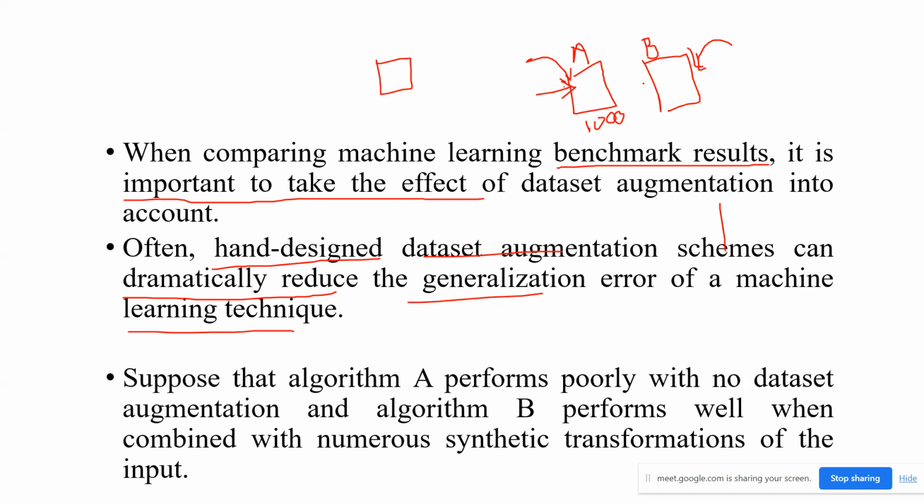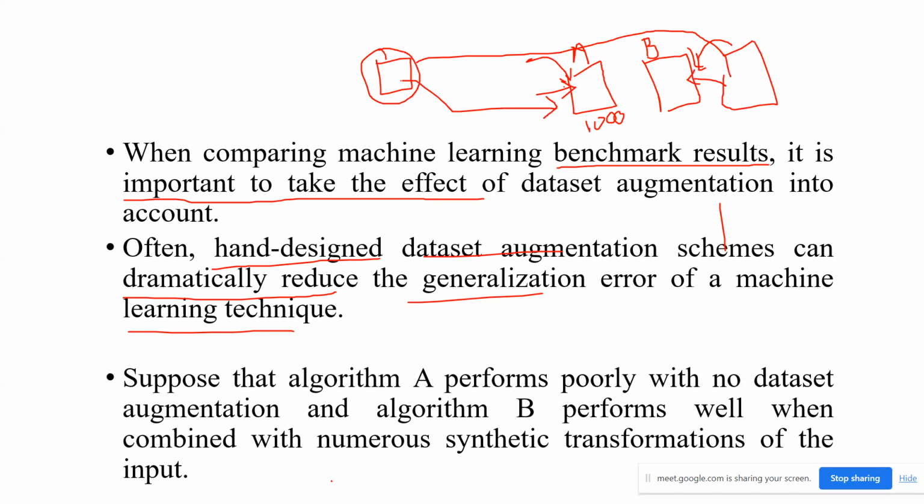So we are implementing two different algorithms for the data set. We are given only one data set. This data set is directly given as input for model A. And after doing the data augmentation, we are giving this data set as input for algorithm B.